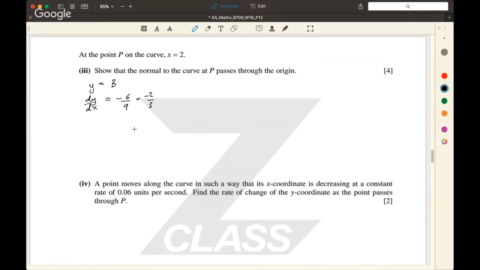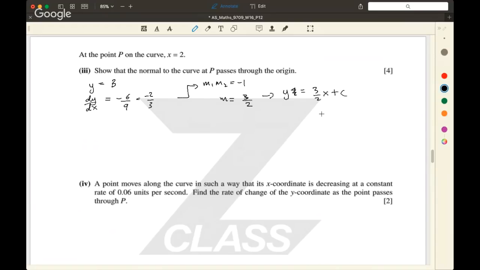So that means we have to find the equation of the line that is normal to the curve at P. Remember that if it's normal, the product of the gradients is minus 1. So that means that our m here for our straight line, our normal, is going to be 3/2. That gives us, at the moment, the equation y is equal to 3/2 x plus some constant c.